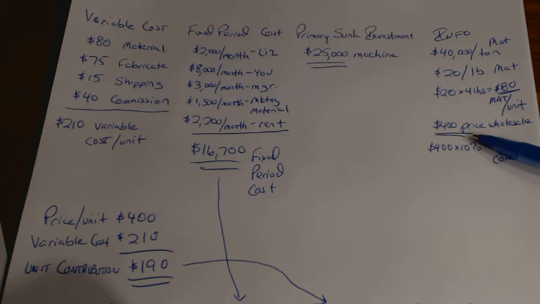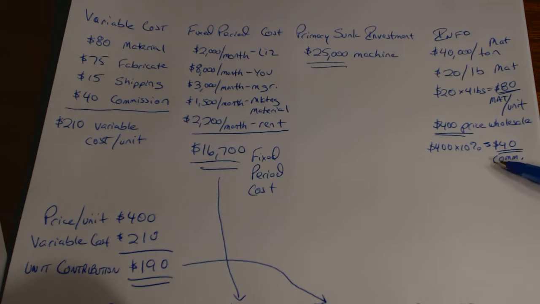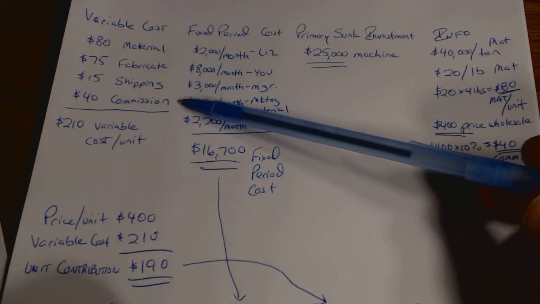The wholesale sales price is $400. We'll use that down here when we start doing our contribution margin. And the commission is also a variable cost. We knew that our sales price for wholesale is $400. We know that Liz gets 10% of that on top of her salary. So $400 per unit sales price times the 10% commission means her commission per unit is $40. That also goes in variable costs.